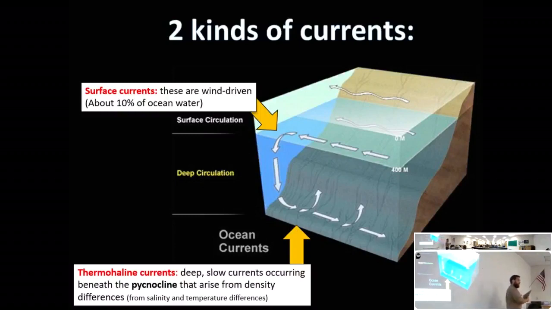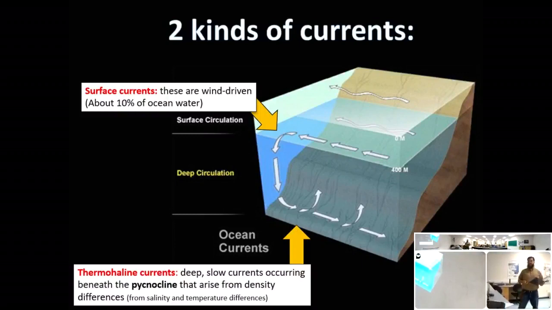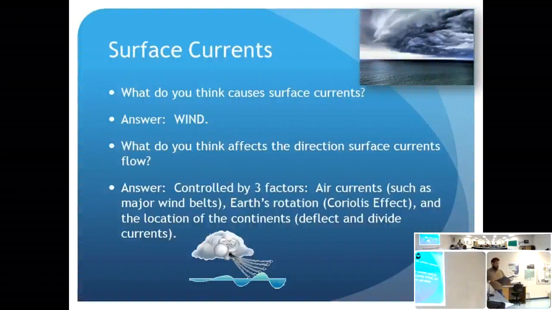So you've got to start thinking in three dimensions of the ocean so you can understand currents. Today we're going to mostly focus on surface currents, and then we'll get into thermohaline currents later on Wednesday. Okay, so we've got all that. That's number two. Now, let's get into surface currents. Surface currents are moving the top 400 meters or so.